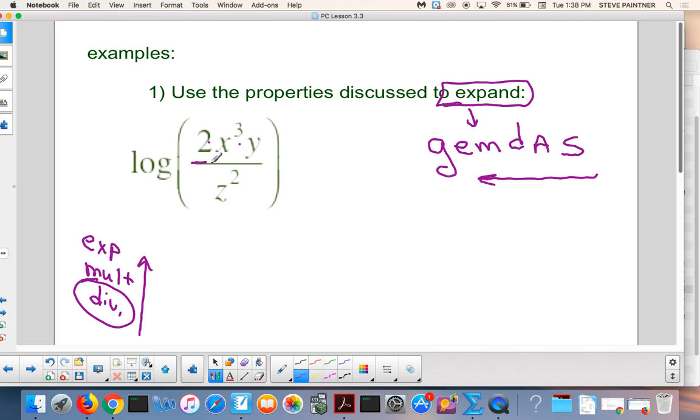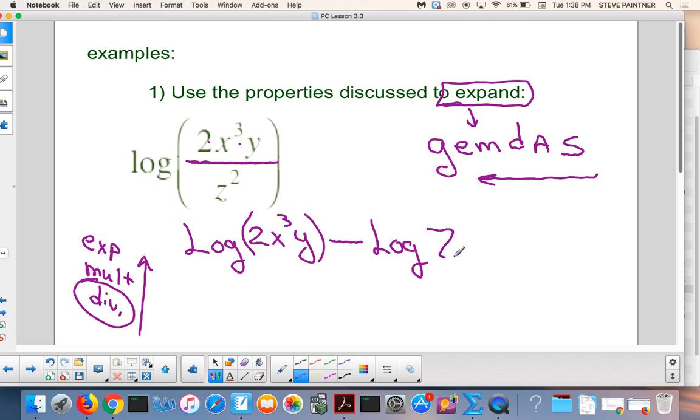So if I see division right there, I'm going to change this to what? Log of 2x cubed y, whatever that is. And then what? Minus log of z cubed. Got it. Does that make sense? I'm going backwards. I know the order of operations tells me how to evaluate it, but when you expand logarithms, you're going backwards. Go this way.